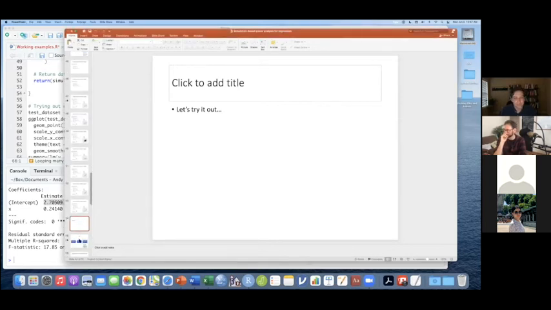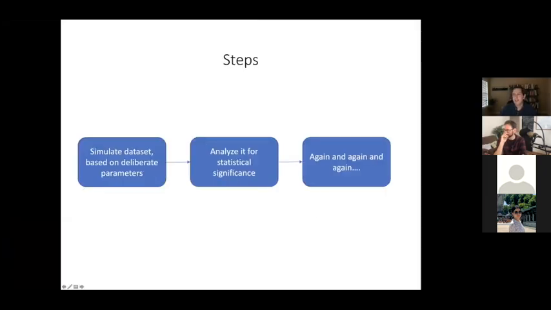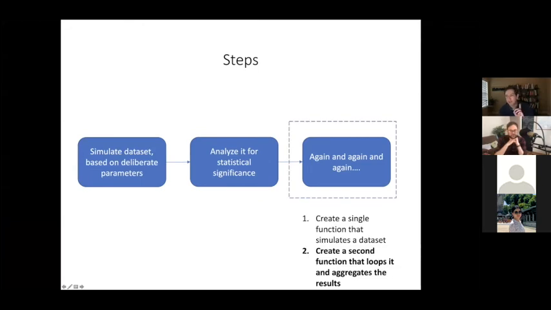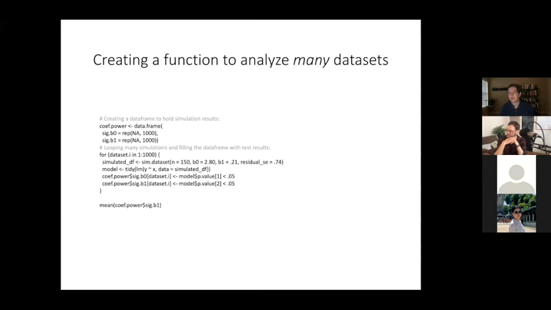Okay. So we've created one function that creates one data set. Now we want a function to loop that data set many, many times and aggregate those results into a summary. That's our power. That's what we're here for. So let's take a look at the logic behind what this second function would look like.